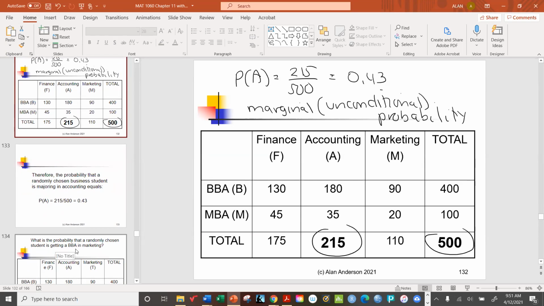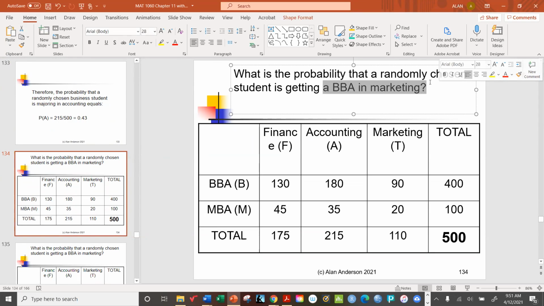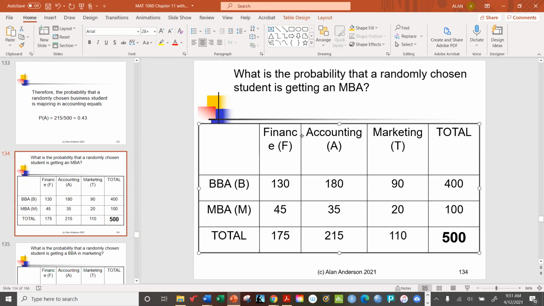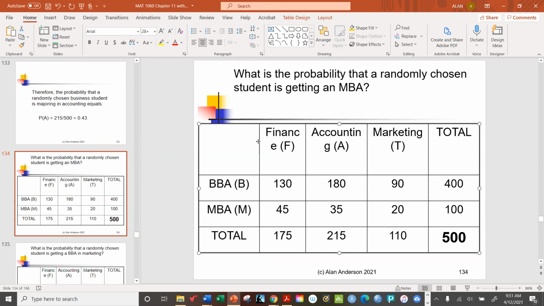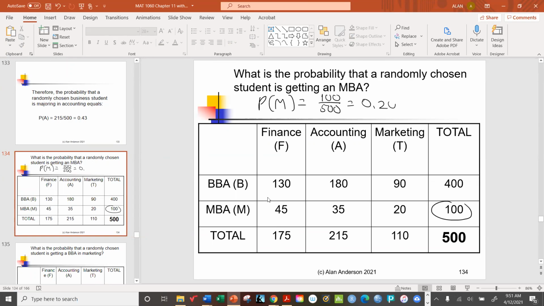Okay, so let's try another one. What is the probability that a randomly chosen student is getting an MBA? Well, that's pretty easy because, oh boy, let's fix these titles. There we go. That means I'm only interested in this row right here, only MBA students. 100 out of 500, 20%. And so that's all you have to do. We're not asking about the major. We're only interested in the level that they're studying at.